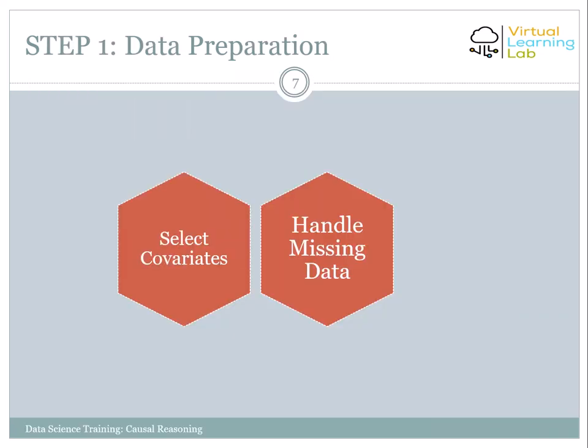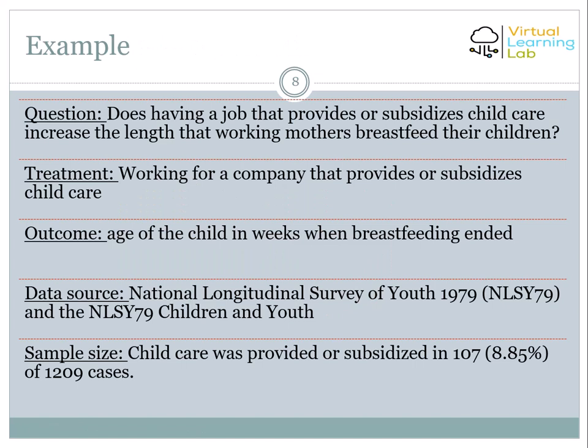So in the data preparation step, you have to select covariates, and then you have to handle missing data, which is very common for a large number of covariates to have. For example, let's say you are interested in estimating the effect of working for a company that provides or subsidizes childcare on the length that working mothers breastfeed their children. This example can use data from the National Longitudinal Survey of Youth 1979 and the NLSY 79 Children of the NLSY.